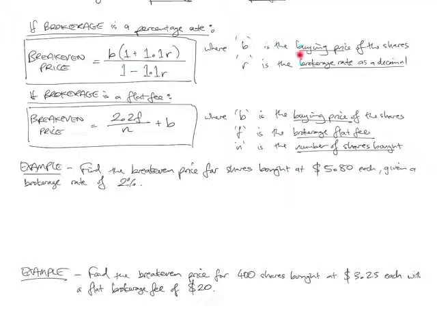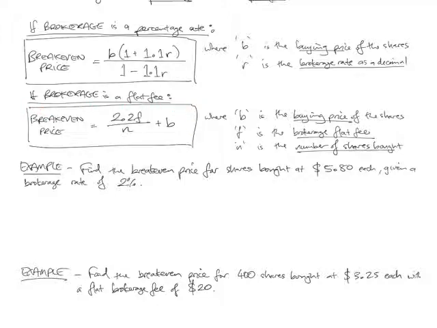Now B stands for the buying price of the shares, which is given in the question, and R is the brokerage rate as a decimal. So the brokerage rate is given as a percentage. How do you convert that to a decimal? You divide it by 100. So that's the formula you use if the brokerage is given as a percentage.